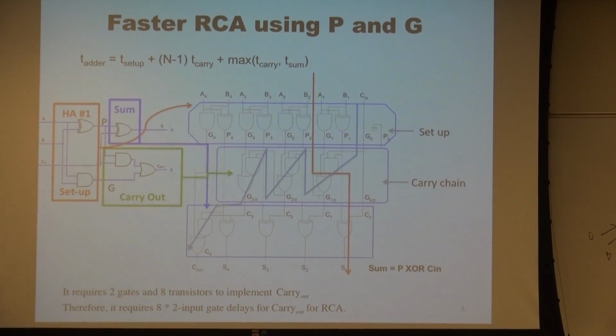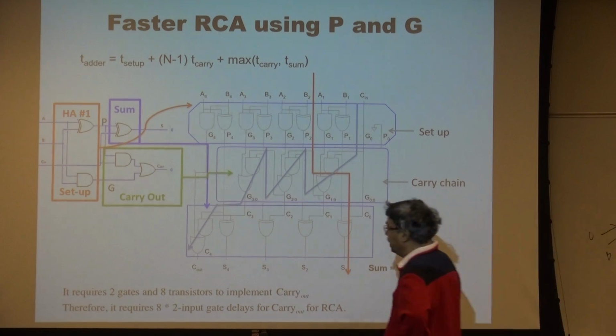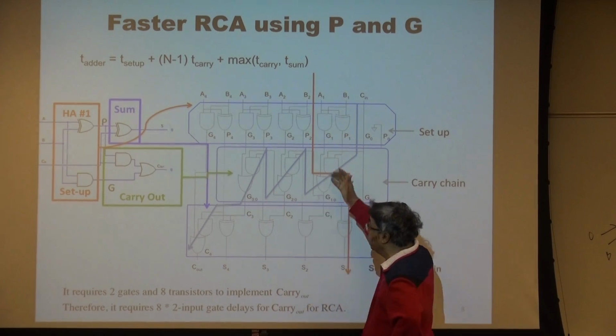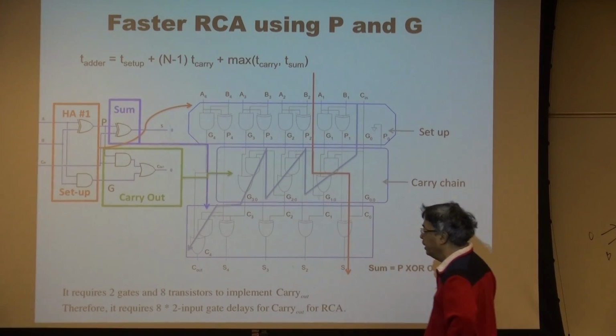Is it clear? Not the simple Boolean equations which every book will be giving you. And that's where the difference is between logic design and VLSI design, circuit design, right? So this is where you get payoff. So it requires 2 gates and 8 transistors to implement the carry out in this chain, right?